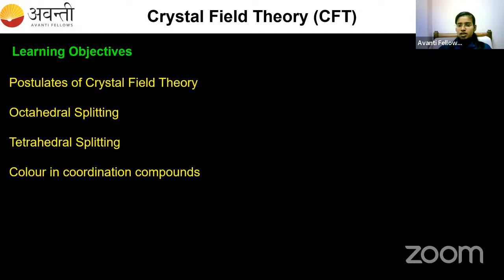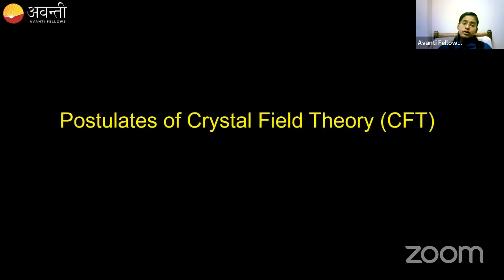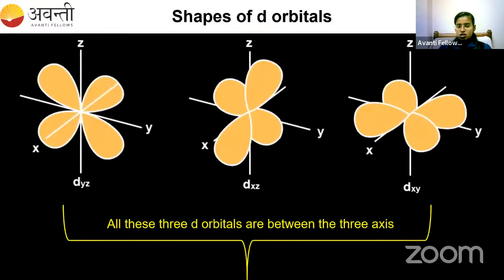So now let's start with the postulates of crystal field theory. Before moving on to the postulates, we need to know the shape of the 5 d orbitals to understand this theory. We have 5 d orbitals: dxy, dyz, dzx. For these first 3 orbitals, all the 4 lobes will be in between the axes. This statement is very important, as it was asked in one of the previous years. So the lobes for the first three orbitals will be in between the axes.